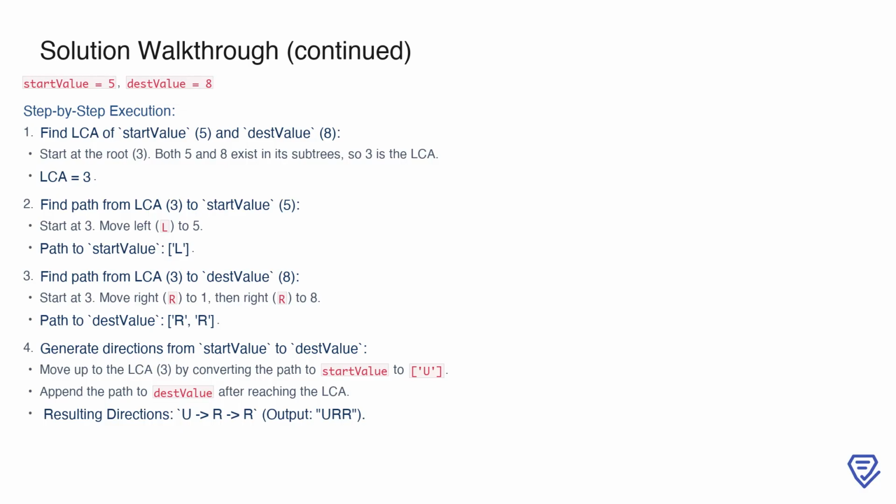Next, we determine the path from the LCA, node 3, to the start value, 5. From node 3, we move left to reach node 5, so the path to start value is L. Similarly, to find the path from the LCA to dest value, node 8, we move right to node 1 and then right again to node 8, resulting in the path R, R. Combining these, the directions from start value to dest value are U, R, R, or URR.